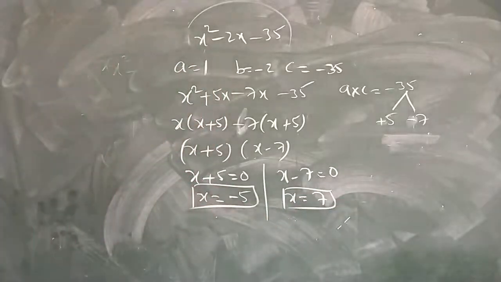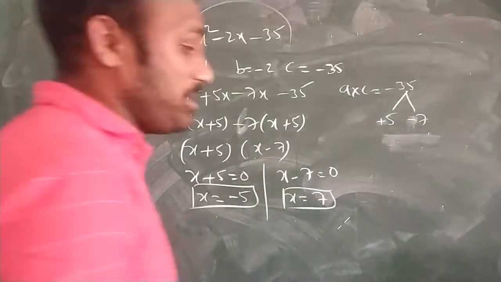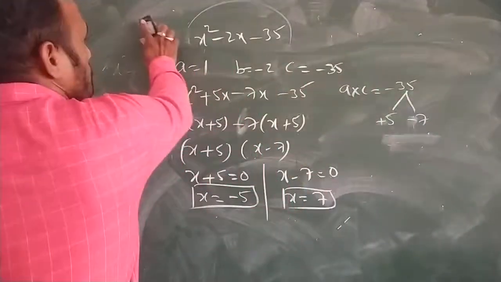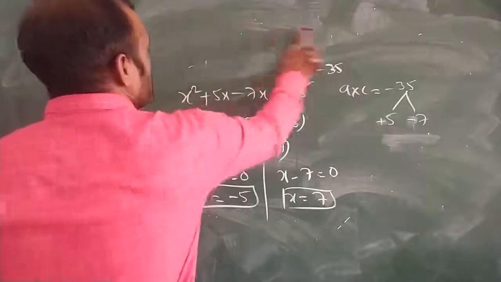So totally we have obtained the remaining 2 zeros. Already I have given in the question 2 zeros. We have obtained another 2 zeros. So totally the 4 zeros we will write it down.